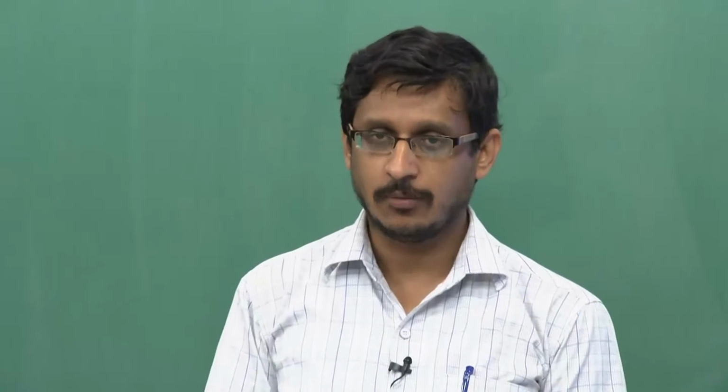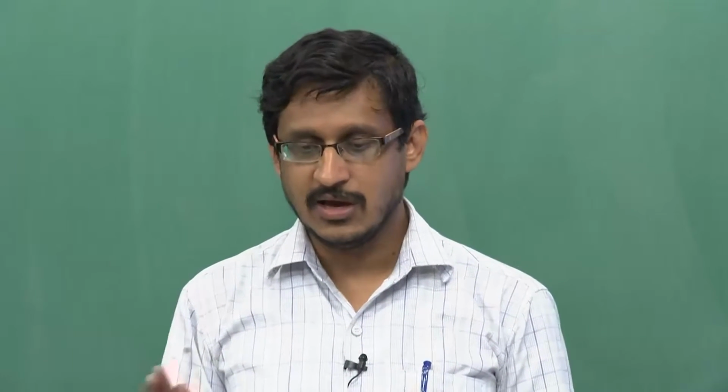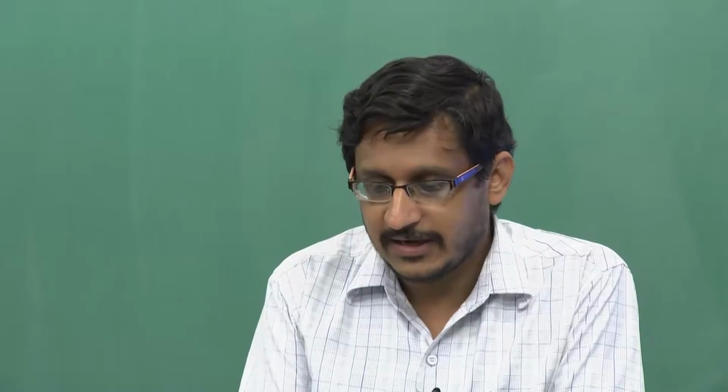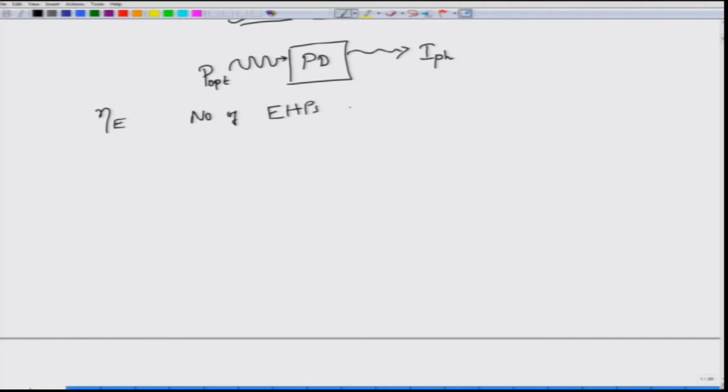Please remember that this particular metric is used commonly for the PIN photodiodes, that is because there is no secondary electron hole pair generation. So, this is the primary electron hole pairs in the PIN detectors, therefore, this external quantum efficiency is what we normally use. This external quantum efficiency tells you the number of electron hole pairs that are generated. These are generated because of absorbing the optical power.